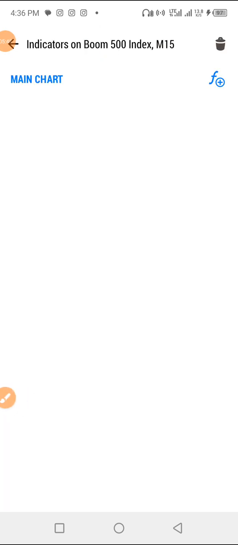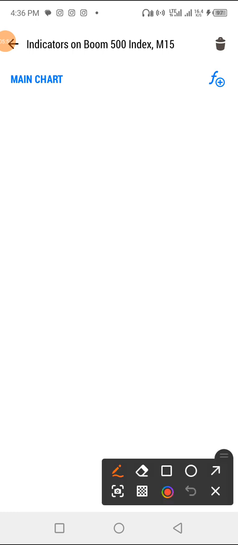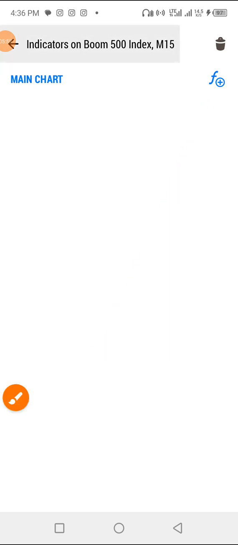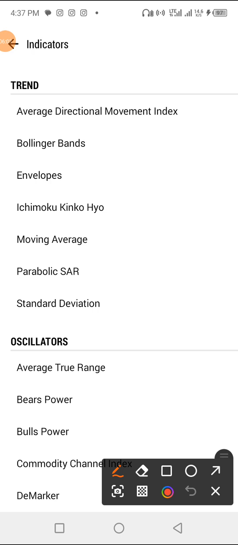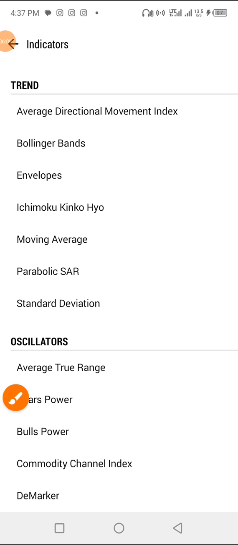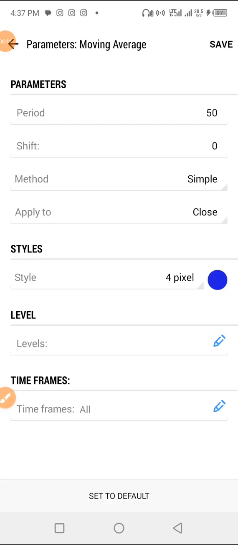Now, the first indicator we are going to add on our main chart is the moving average. So click on the F plus icon you can see above. Click on that icon. Then scroll down to where we have moving average. Now click on it. The period is going to be period 50, shift 0, method simple, apply to close. Then you can use any style of your choice. Once you are done, you click on save.